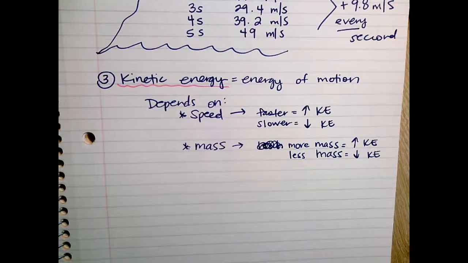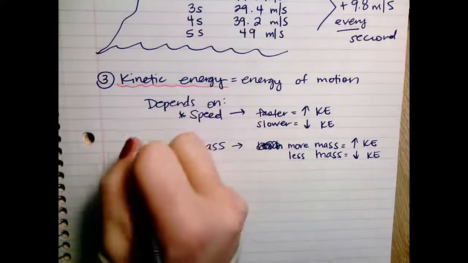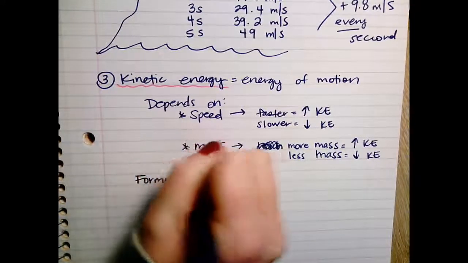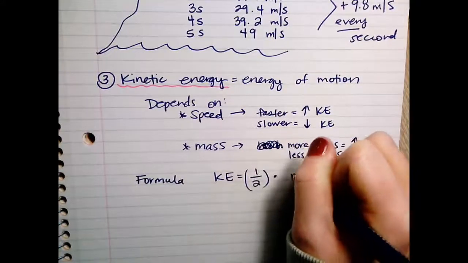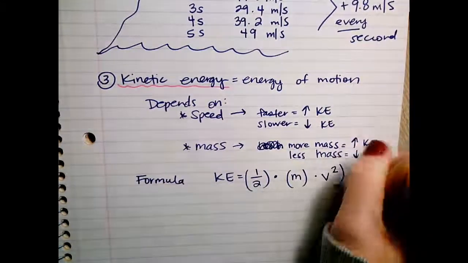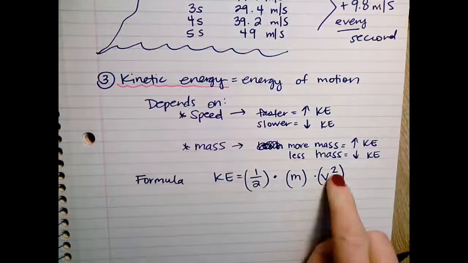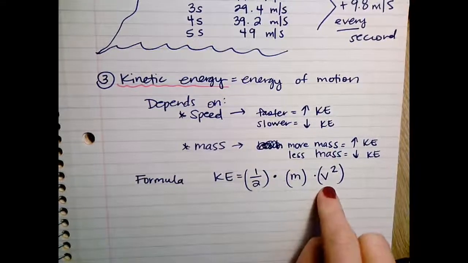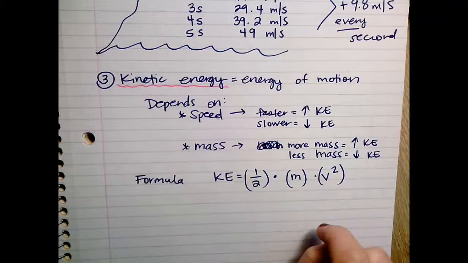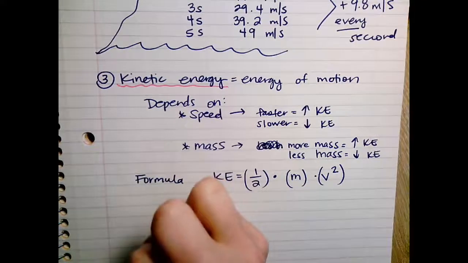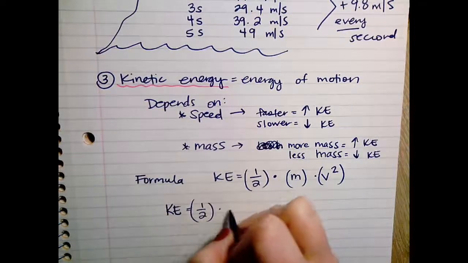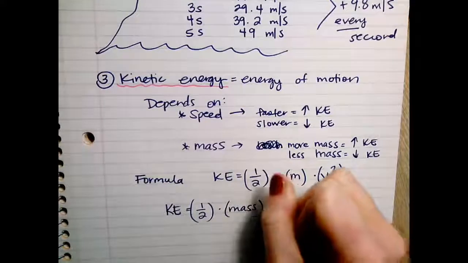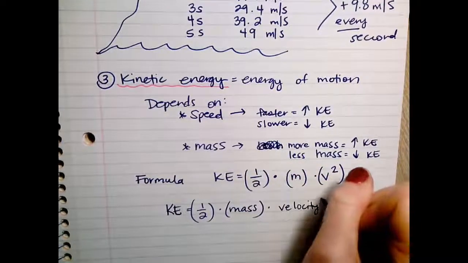Now this one has a formula also. So the formula for kinetic energy: kinetic energy equals 1/2 times the mass times the velocity squared. Now note that you are only squaring the velocity, which is the speed. So let's make sure we keep that in mind. Kinetic energy would be 1/2 or 0.5 times the mass times the velocity squared.